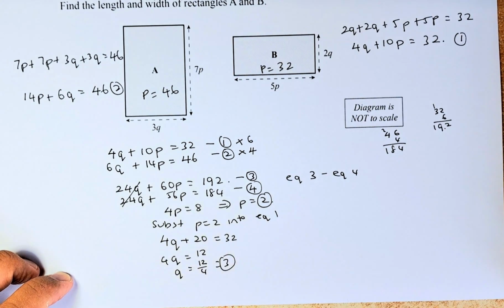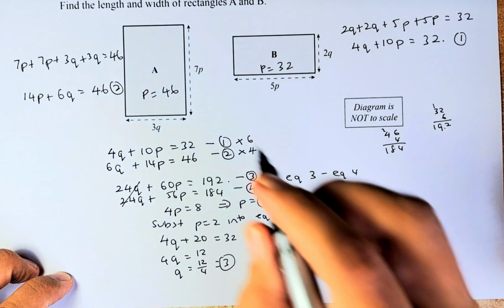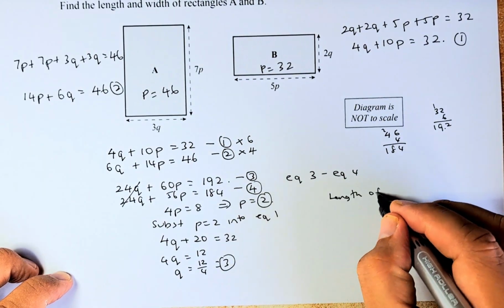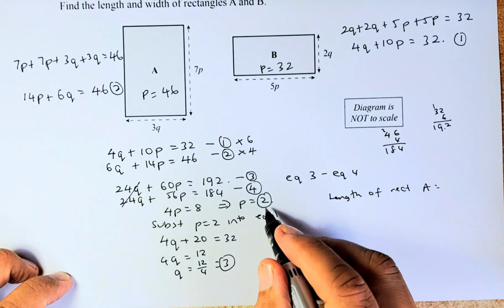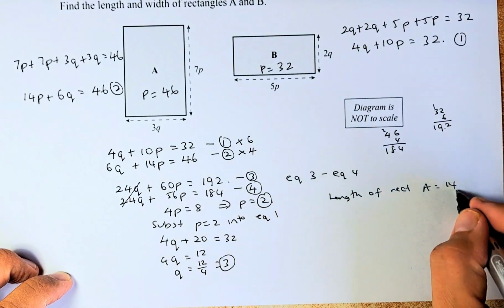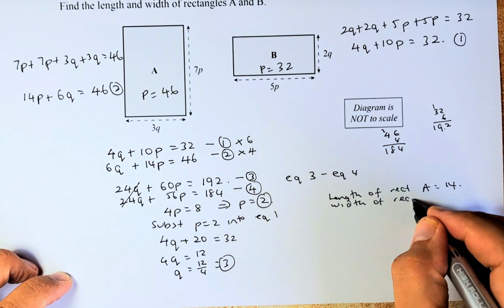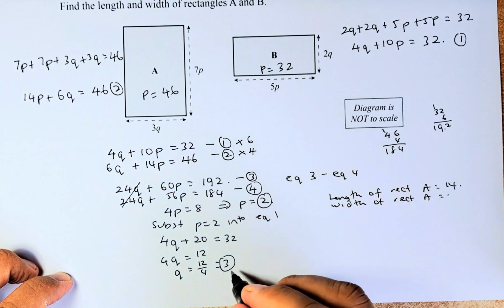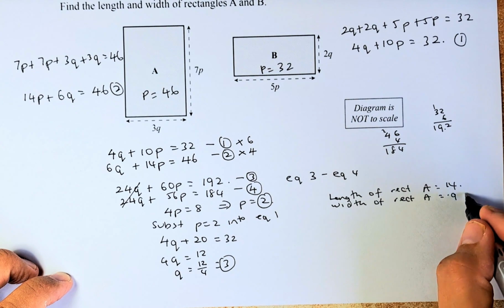That's not the end. You need to answer the question. Find the width and length of rectangle A and B. So the length of rectangle A is going to be 7 times P. 7 times P is going to be 14. And the width of rectangle A is going to be 3 times Q. Q is 3. So 3 times 3 is going to be 9 cm.